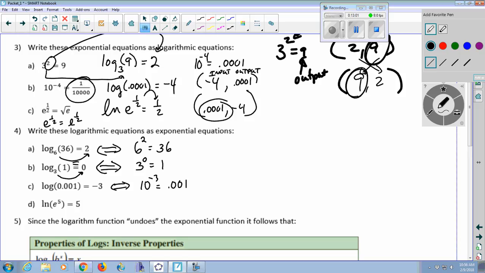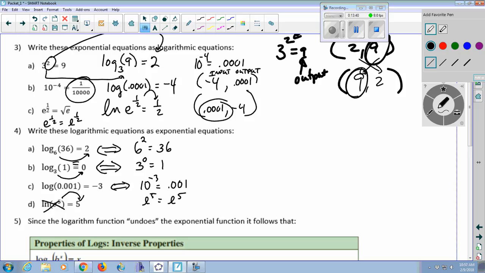10 to the negative 3 is 1,000th. And finally, you see a natural log with base e composed with e to the 5th. They undo each other. So this just simply becomes e to the 5th is e to the 5th. That's what that says. It's kind of like a trivial statement. You just lift off the exponent when the base of your log and the base of your input are exactly the same. They undo each other.